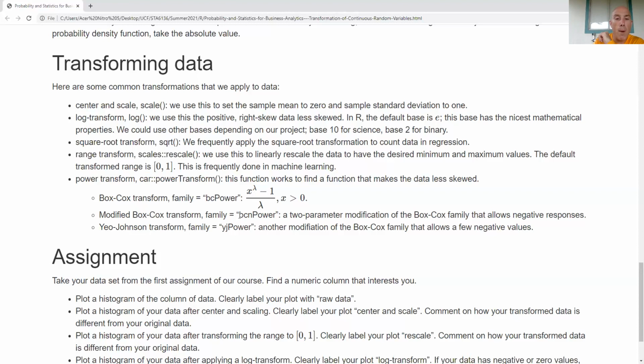Now the next one is the modified Box-Cox transform, and to do this one, we set the family parameter to BC power. And what this does, this allows negative responses in our data. So we have negative data in here. Now the Yeo-Johnson is similar to Box-Cox, and it allows a few negative values.